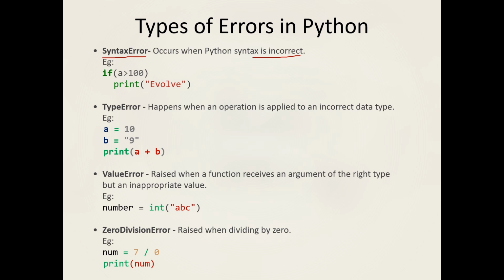Next, type error. A type error happens when we perform operations on incorrect data types. For example, we are performing addition between an integer and a string, which are incompatible data types for this addition. Like this, errors in Python come in many forms, each having many examples.